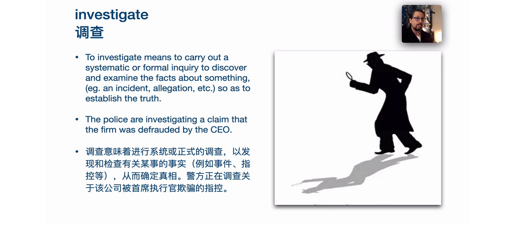Next word is investigate, and this is a different kind of word. To investigate means to carry out a systematic or formal inquiry. Again, that word inquiry. To discover and examine the facts about something, such as an incident or allegation, something that happened, or an accusation, so as to establish the truth. An investigation. The police are investigating a claim that the firm was defrauded by the CEO.